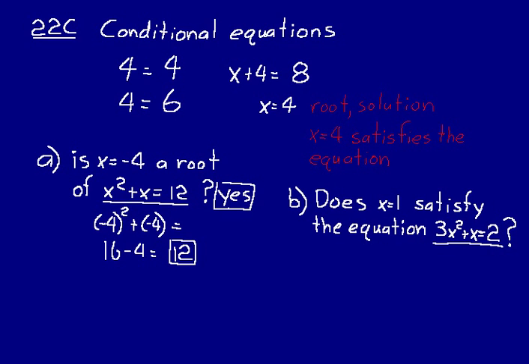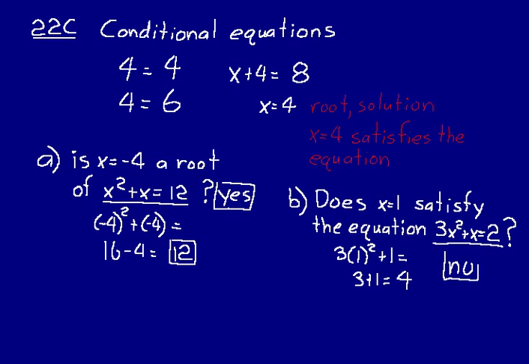Look at B. It says, does x equals 1 satisfy the equation 3x squared plus x equals 2? So what we do there is we do an evaluation of the left side of the equal sign, and we substitute x equals 1 into the algebraic expression on the left. And so we'll have 3 times 1 squared plus 1. And so let's go ahead and simplify that. 3 times 1 squared would just be 3 plus 1 equals 4. And so 4 does not equal 2, so we would say no for this one. That would be our answer, no.